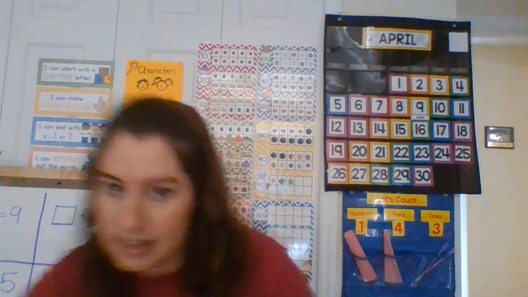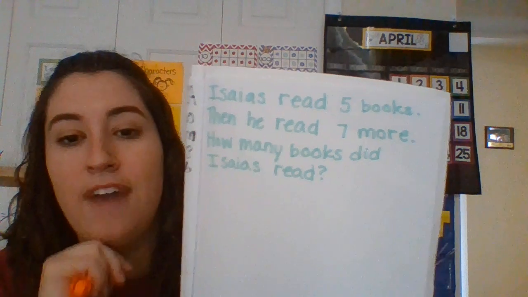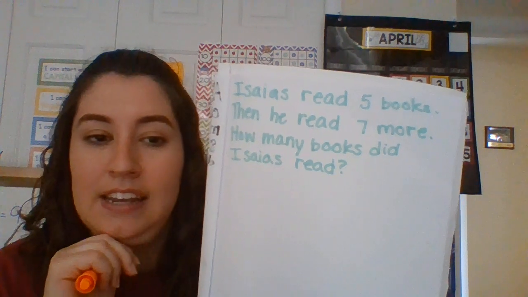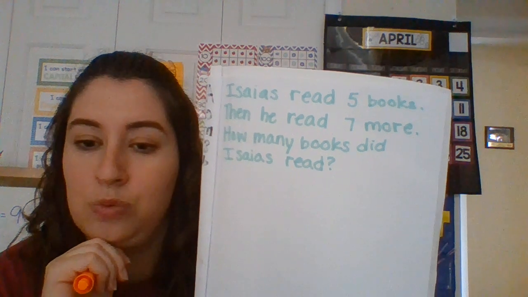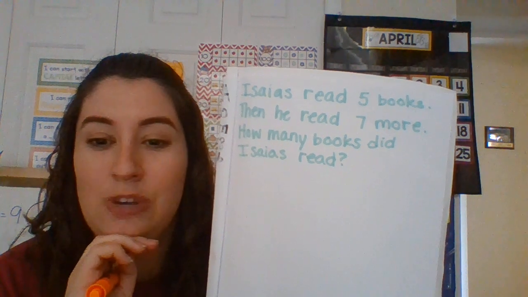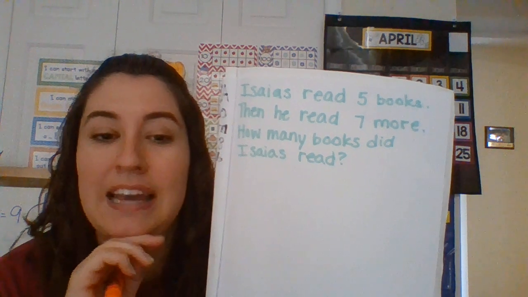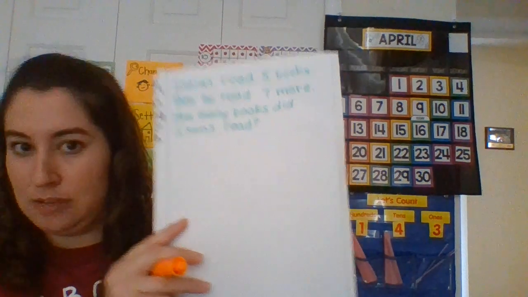So let's go ahead and take a look at our problem from yesterday. Yesterday, we had a problem with Isaiah. Isaiah read 5 books. Then he read 7 more. How many books did Isaiah read? Did Mrs. Arnold trick you on this problem? Because there's not a missing addend in here. For this one, this is just a plain old normal addition problem. Nothing fancy about it. I wanted to see how close you were paying attention.